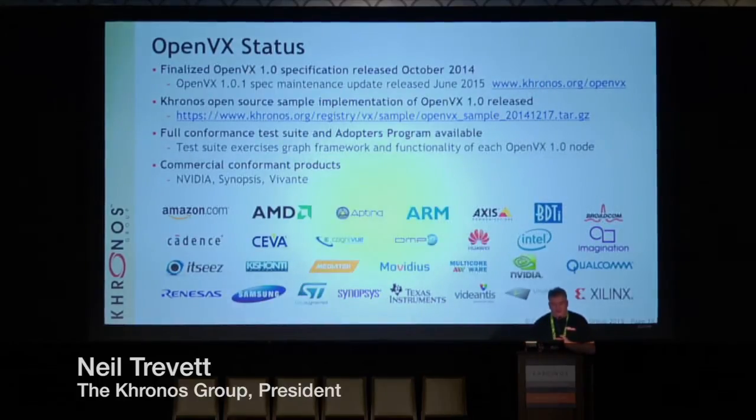So in terms of the overall status, before I hand over, we launched the 1.0 OpenVX spec in October 2014, so OpenVX is still quite young. It's less than a year old, so it's quite good to see momentum already building. We did a maintenance update to the spec in June. There's an open source sample implementation that you can download and try. We have a full conformance test suite and adopters program. The first conformant implementations are beginning to flow through that program. You can see it's kind of a who's who of the vision industry helping us build and promote OpenVX.